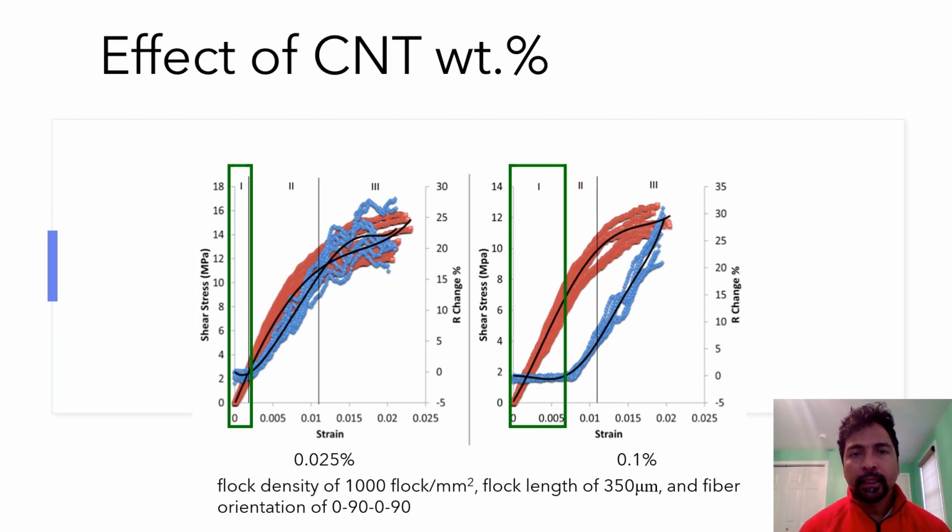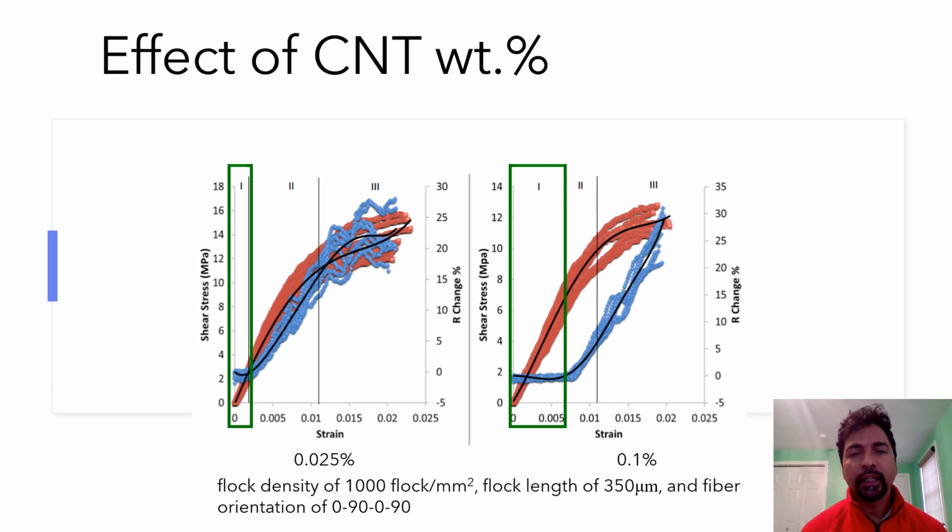Now, to talk about electrical response, I would like to start with the effect of the variation of CNT percentage. We have two different percentages as I discussed in the experimental design: 0.025% and 0.1%. So I pick a composite type here, which has a flock density of 1000 fibers per millimeter square, a flock length of 350 microns of carbon fiber, and a fiber orientation of 0/90/0/90.